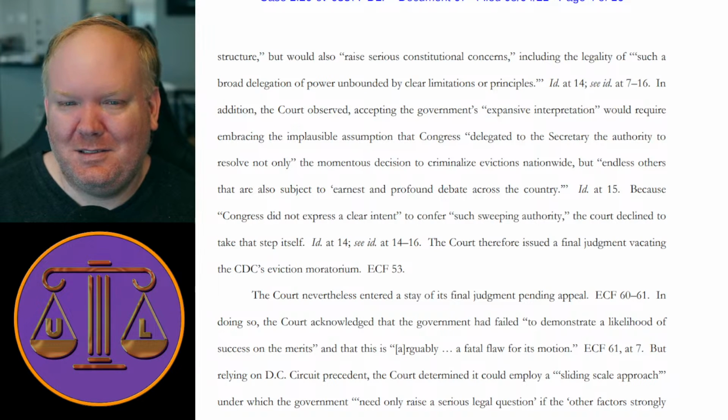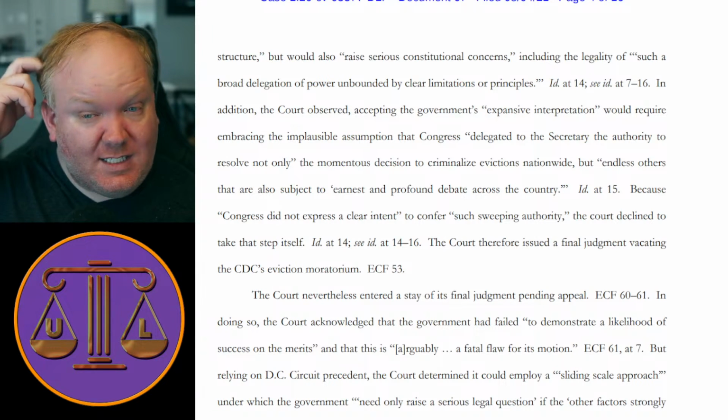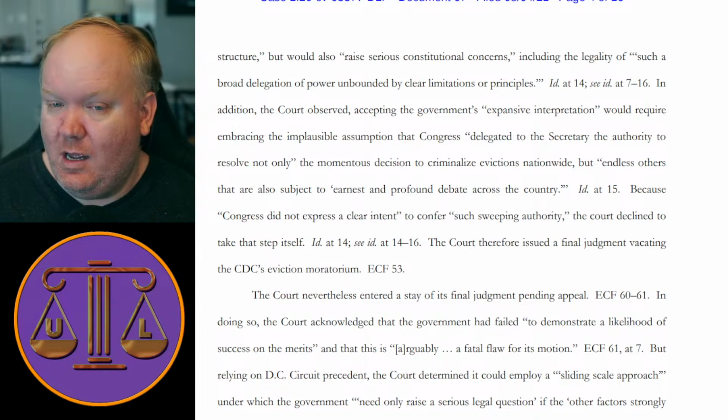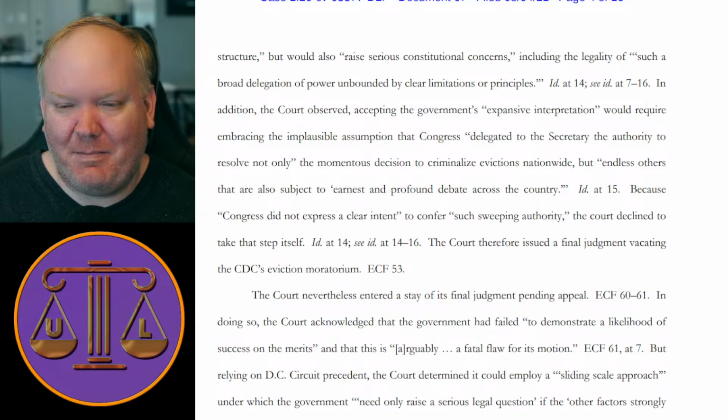In addition, the court observed accepting the government's expansive interpretation will require embracing the implausible assumption that Congress delegated to the secretary the authority to resolve not only the momentous decision to criminalize evictions nationwide, but endless others that are also subject to earnest and profound debate across the country. Because Congress did not express clear intent to confer this authority, the court declined to take that step. The court therefore issued a judgment vacating the moratorium.